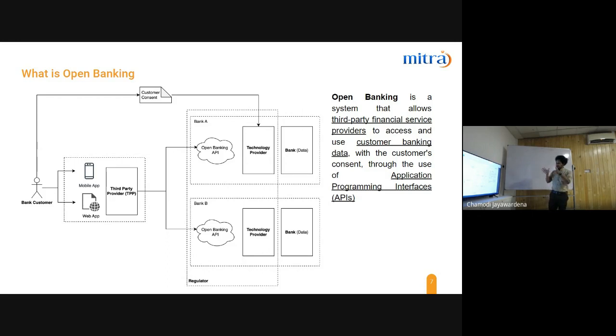So this entire picture describes open banking, where the bank customer gives consent to a third-party provider to debit his account and make a payment or transfer, or maybe get his banking data on his behalf. So that is the entire picture of open banking, and the regulator comes into the picture as well. Go to the next.